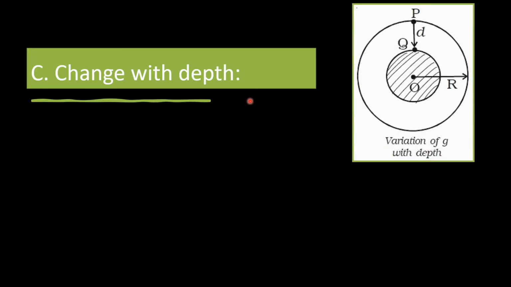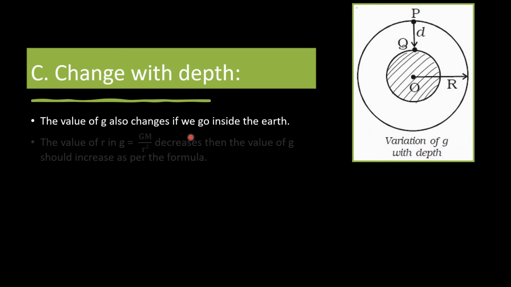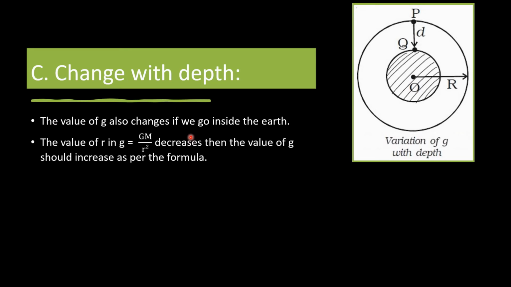What will happen to g when you go deeper inside the earth? So let us assume the value of g will change when you go inside the earth also. Let us see how. If you look at the formula, g is equal to GM upon r square. If the value of r decreases, then the value of g should increase as per the formula.